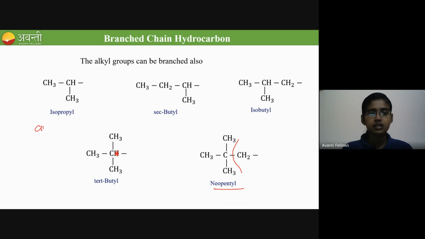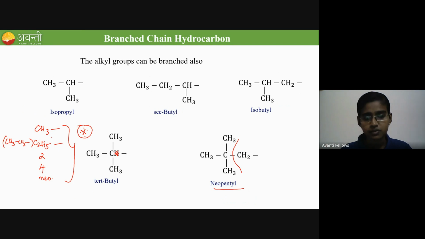CH3 is methyl and C2H5 is ethyl. C2H5 can also be written as CH3 and CH2 bond, right? You can also write like this. And for propyl, we had 2 combinations. For butyl, I told you 4. And for pentyl, I gave you 1, which is called neopentyl. So all these 5 alkyl groups are very, very important to name a given hydrocarbon and also for all of organic chemistry. Okay. Shall I move on to the next slide? Shall I go with the next concept?